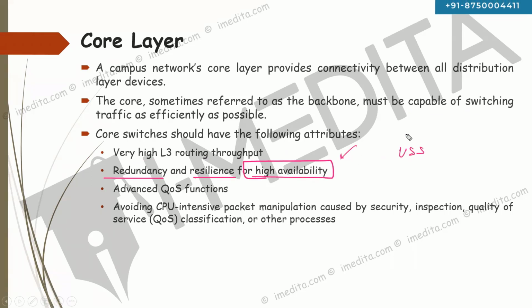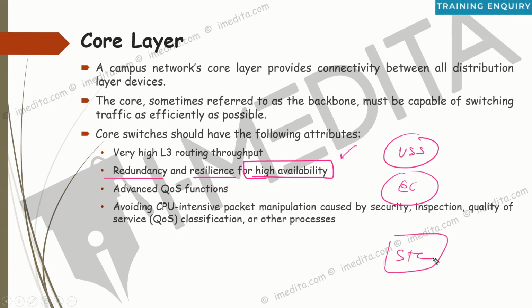We can go for things such as VSS. We can go for things such as EtherChannel. We can go for things such as stacking at the access layer. So we should explore the options of high availability that are available on the core layer switches, and we should use those options to provide an HA network for our campus area design.